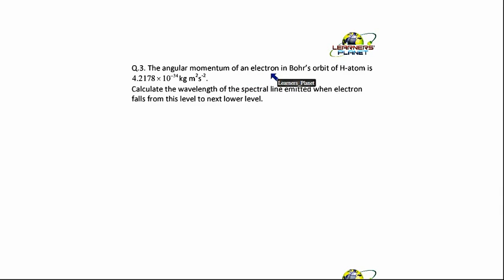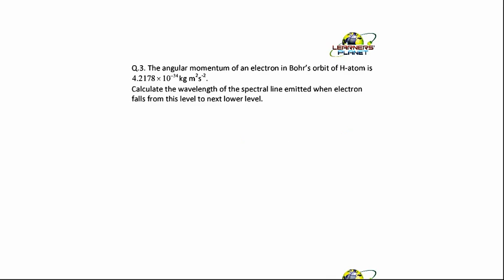The angular momentum of an electron in Bohr's orbit of hydrogen atom is 4.2178 into 10 to the power minus 34 kg meter square per second. So this is the angular momentum. What you need to do is calculate the wavelength of the spectral line emitted when electron falls from this level to the next lower level.